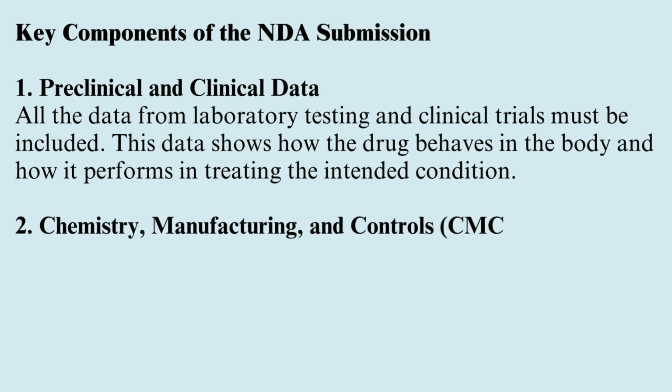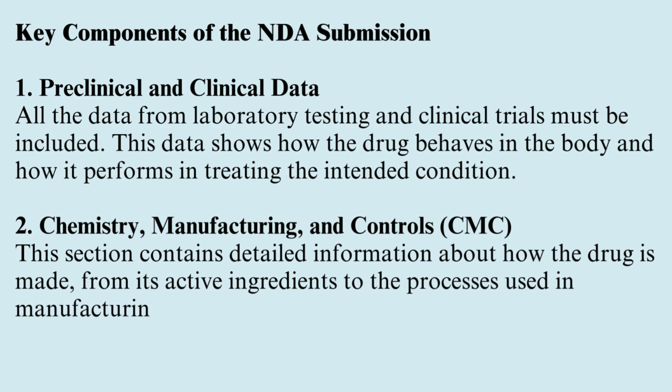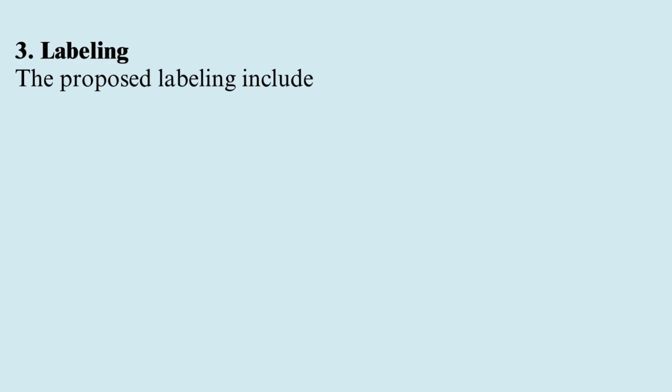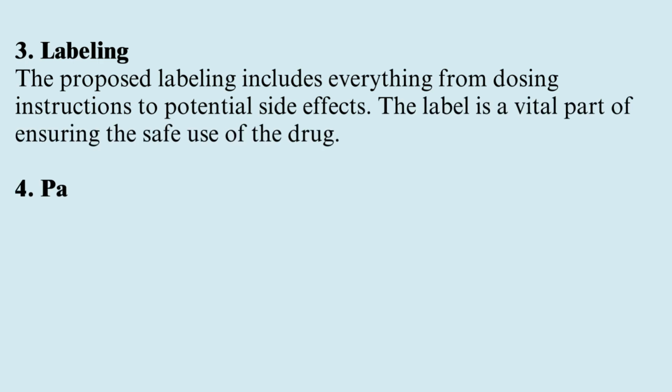Chemistry, manufacturing, and controls. This section contains detailed information about how the drug is made, from its active ingredients to the processes used in manufacturing. Labeling. The proposed labeling includes everything from dosing instructions to potential side effects. The label is a vital part of ensuring the safe use of the drug.